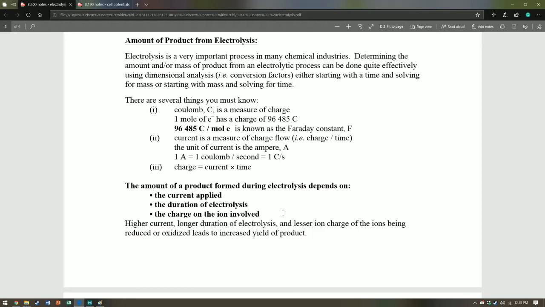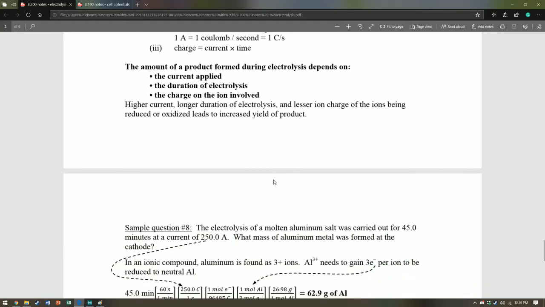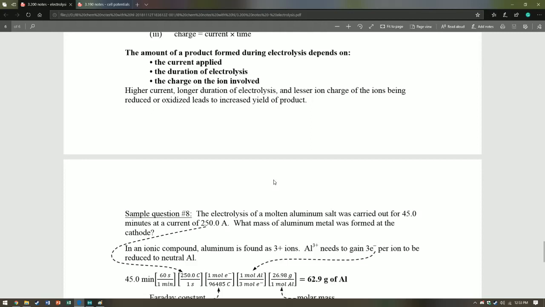Now, let me go through each of these one by one. The current applied, current is just the amount of charge flowing per unit time, or the amount of electrons that flow per unit time. If you have more electrons flowing per unit time, it makes sense that you get more stuff, since more things can be reduced per unit time. Similarly, the duration of the electrolysis, if you let it go longer, you get more product because you let the reaction go longer, therefore more electrons can transfer and so on.